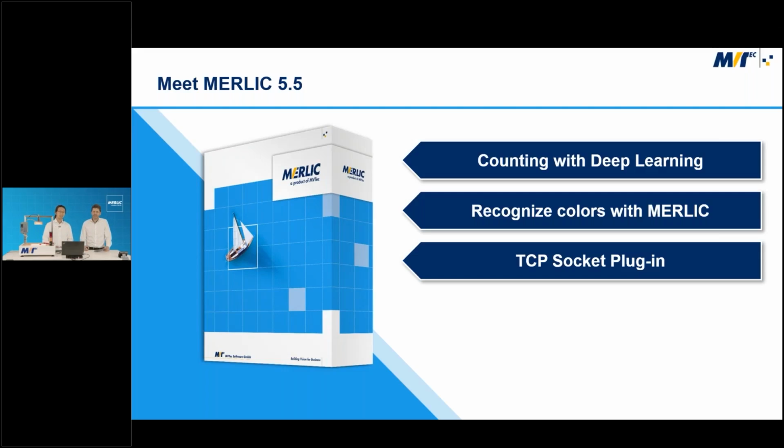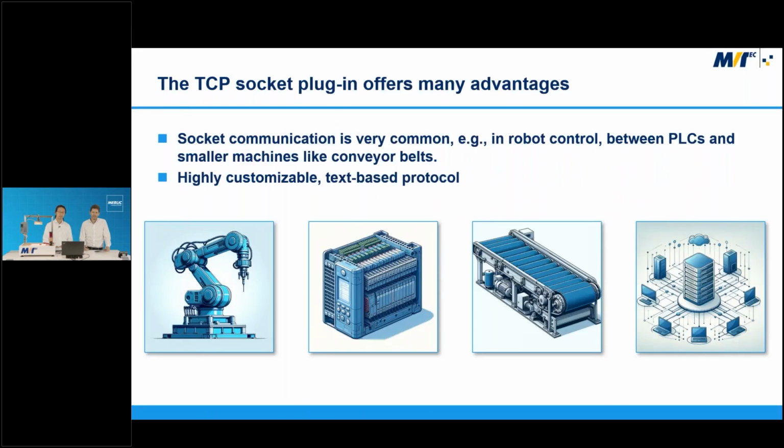So the next feature, MERLIC 5.5 extends its connectivity capabilities with the introduction of a new TCP socket plugin. Socket communication is very common, for example, in robot control or between PLCs and smaller machines, for example, conveyor belts. This plugin features the ability to use a highly customizable text-based protocol. You can now configure specific, simple ASCII messages that contain only the information relevant to the application. These messages can be easily processed by devices that do not support complex protocols, such as OPC-UA. So, Yin, please give us more details.